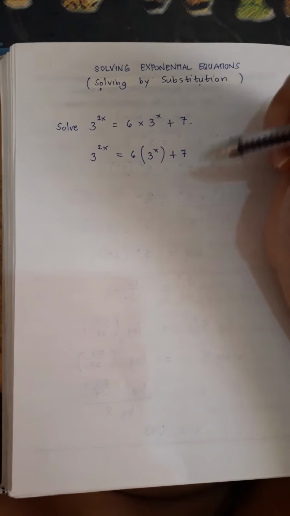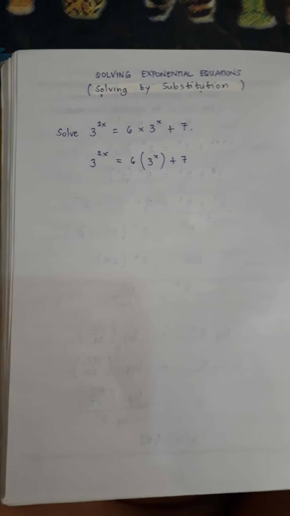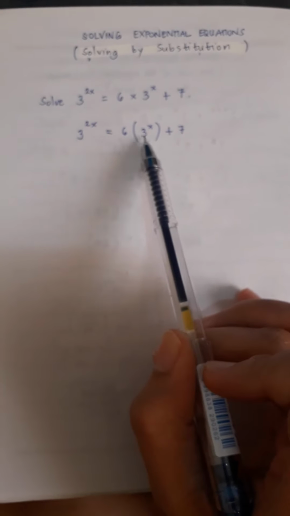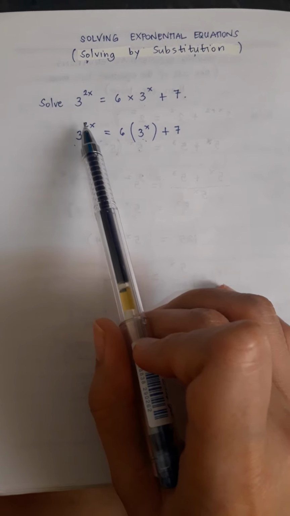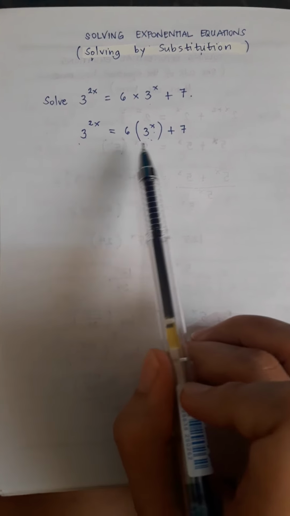Alright. So, your first question might be, how will I know that for an exponential equation, I will use substitution? Here we will use substitution because if you see these two powers here, 3 to the power of 2x and then 3 to the power of x, you should be seeing a connection between them. And what is that connection?